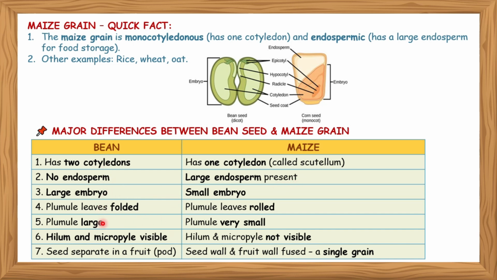In beans, plumule leaves are folded. In maize, plumule leaves are rolled. In beans, the plumule is large. In maize, the plumules are very small.